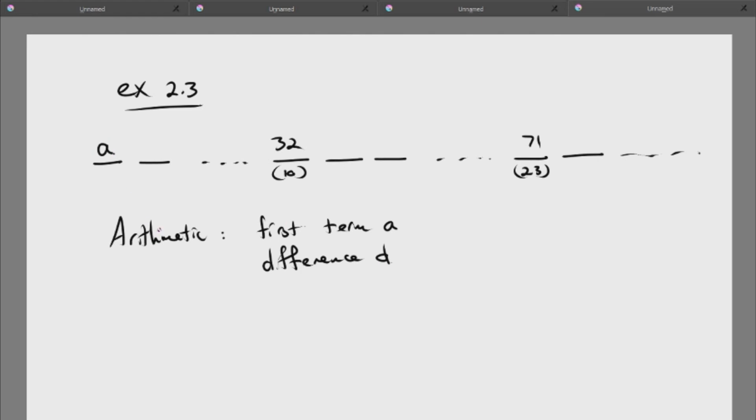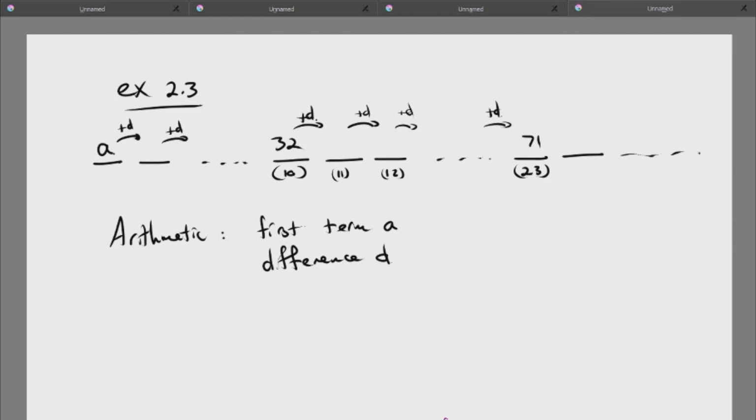Now I know the A goes over there, I don't know what it is. And I know the difference is what I'm adding every time. I need to figure them out. So let's work with what we have, which is the 32 and the 71. And let's go from 32 to 71. To do that, I'm going to add the difference a number of times. To get to the 11th term, I'm going to add D. To get to the 12th term, I'm going to add D again. And so on, until I hit 71.